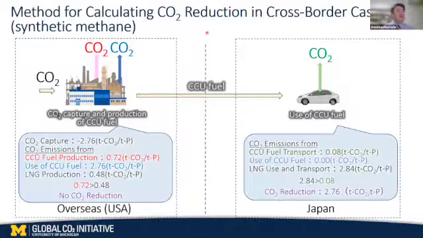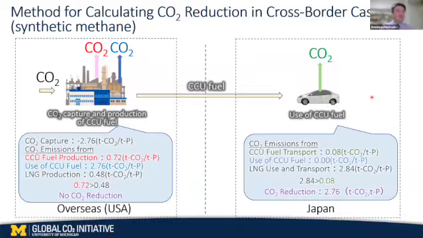Okay, first, CO2 per LCA. Now, CO2 is captured in the US. The red CO2 is for producing e-fuel, CCU fuel, and the blue CO2 is the CO2 emitted when they use the CCU fuel in Japan. This red and blue CO2 must be accounted in the US.